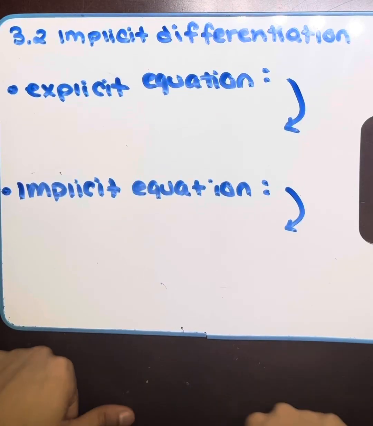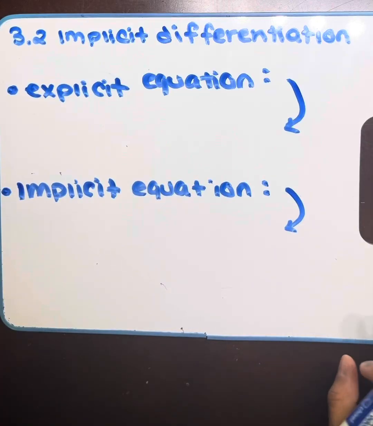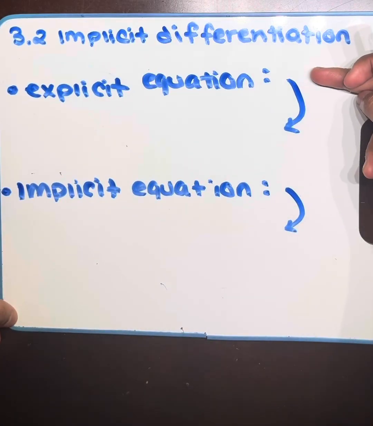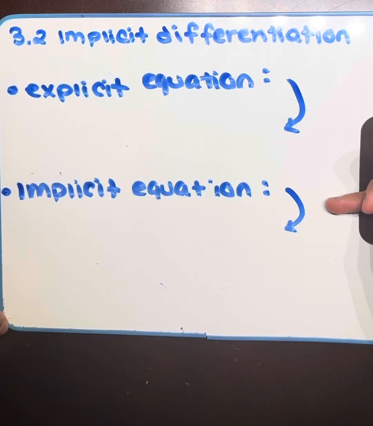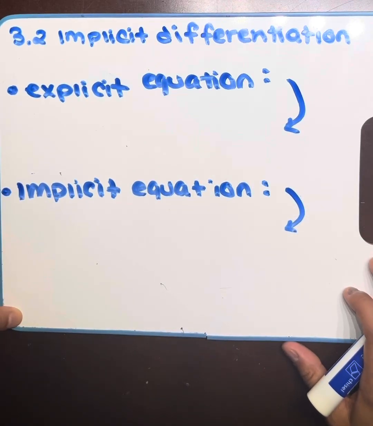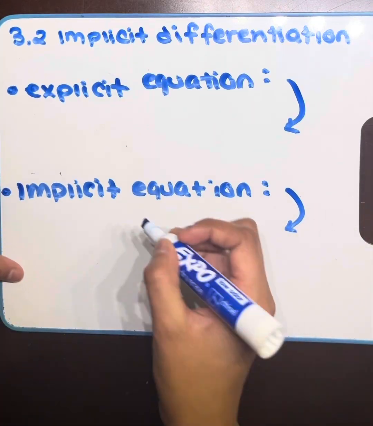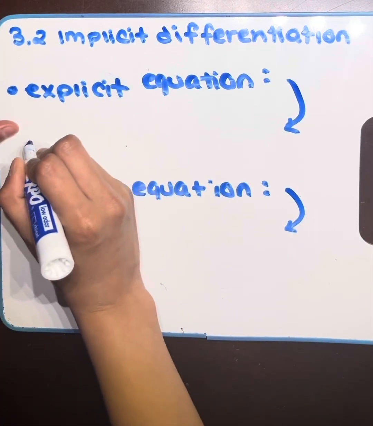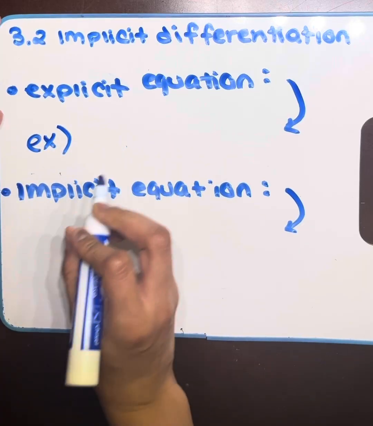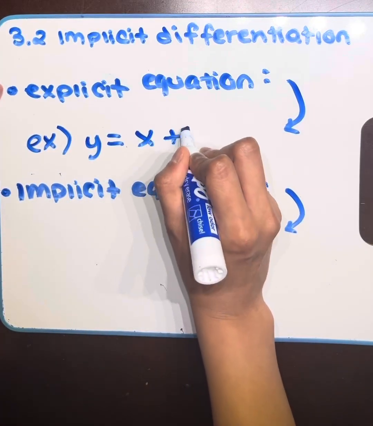Hello, in this video we will be covering lesson 3.2 of implicit differentiation. So what's the difference between an explicit equation versus an implicit equation? An explicit equation is an equation that's only in terms of one variable. So in this example, we can say that y equals x plus 16.